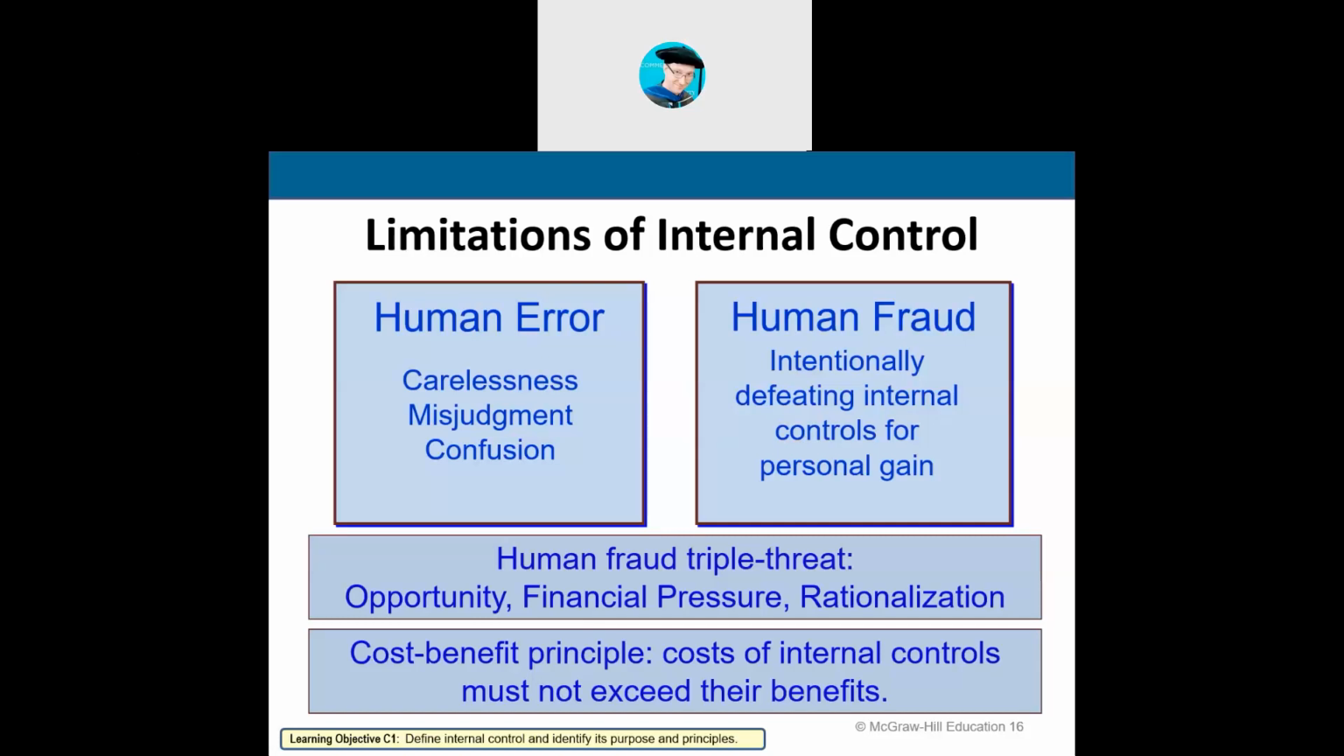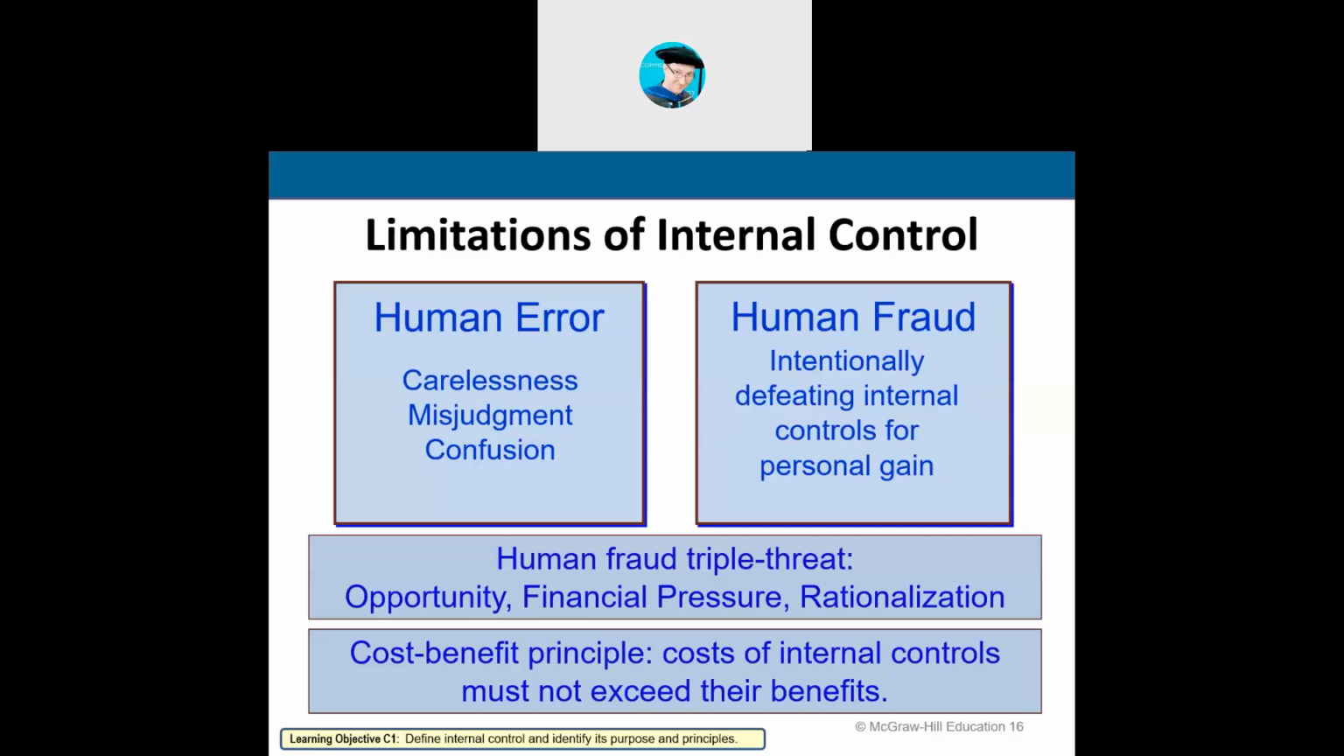Human fraud. Sometimes people are just thieves. They take things. Okay? That's intentional. That's called fraud. Human fraud, triple threat. Opportunity, financial pressure, rationalization. The opportunity to steal, the financial pressure that people are under, and the rationalization that it's okay to steal. These three things encourage people to steal. So we try to mitigate these three things the best we can.